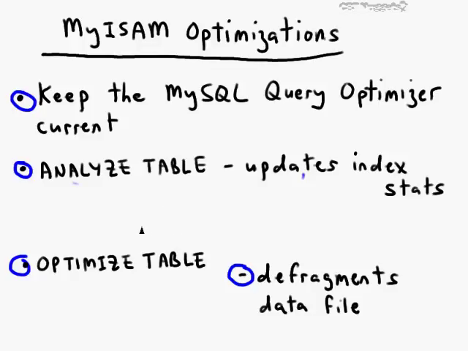Now check this out. This is a pretty neat tip that you may not be aware of. Optimize table includes analyze table functionality. Therefore, if you already plan on running optimize table periodically against your MyISAM table files, you do not need to run analyze table. It's redundant. Optimize table will take care of both defragmenting the data file as well as updating index stats. Keep that straight for your upcoming exam, all right?